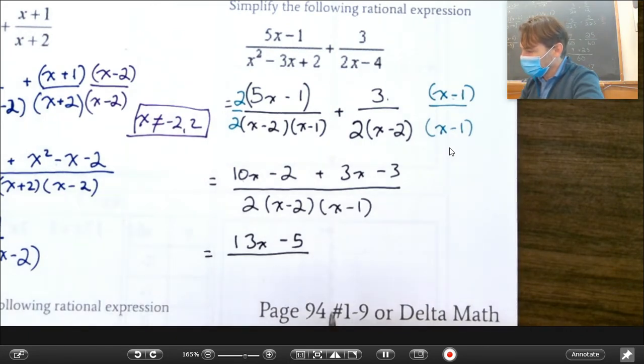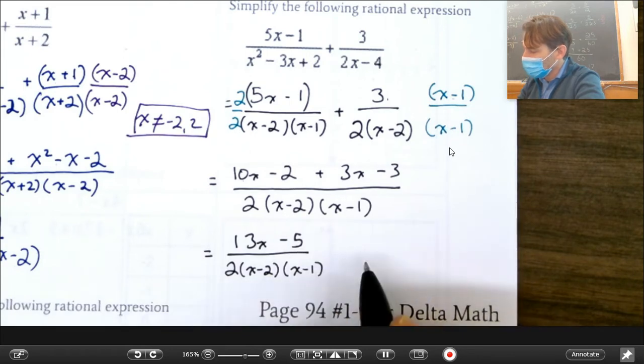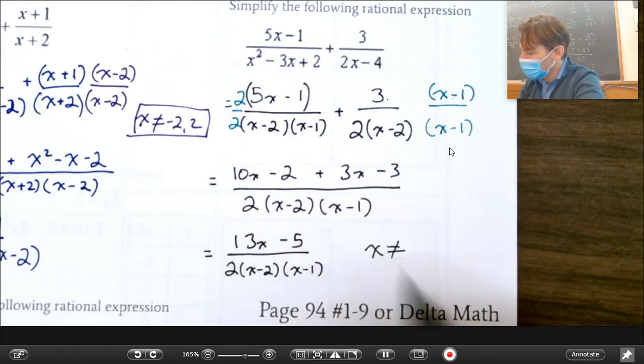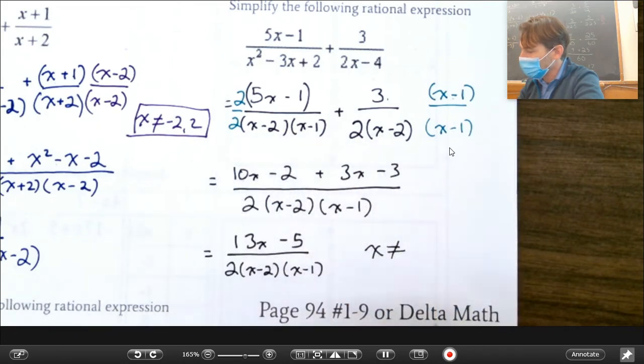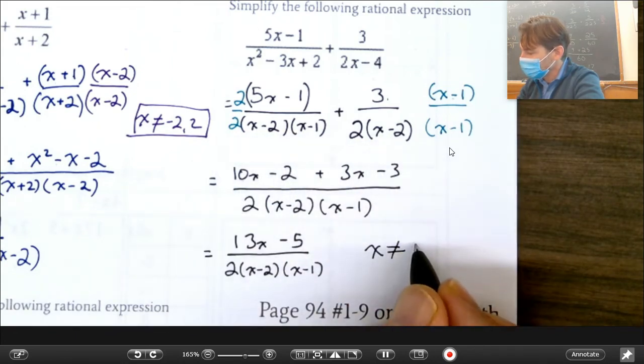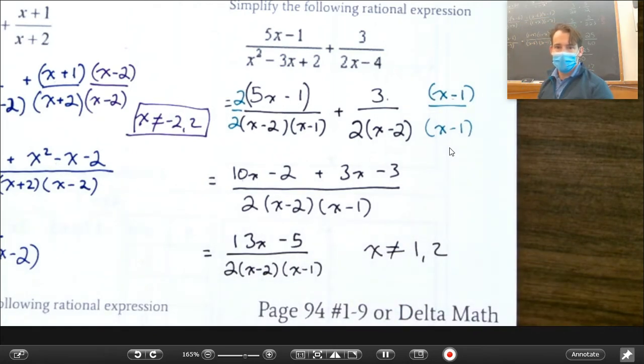So now let's go ahead and state our restrictions. 2 times x minus 2 times x minus 1. Okay, and x is not equal to, and we can find our restrictions there. We'll notice that those are the only things that show up on the bottom. So what is x not equal to? 1 and 2. There we go. Good.